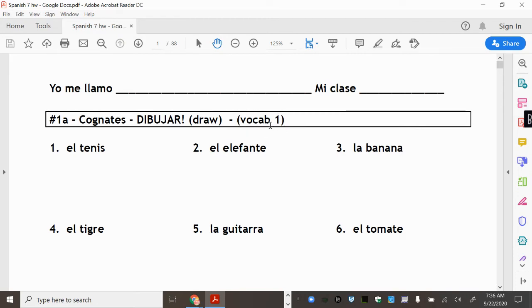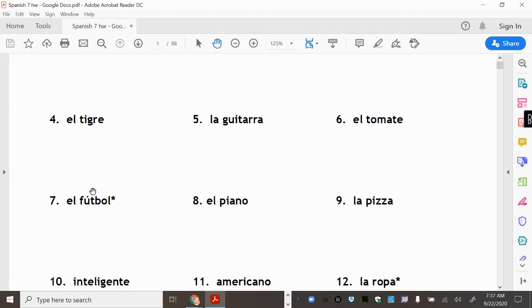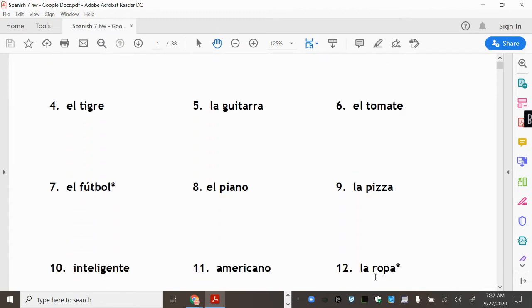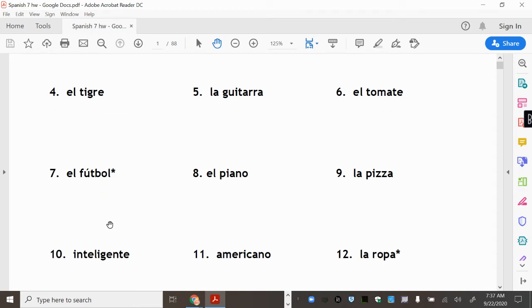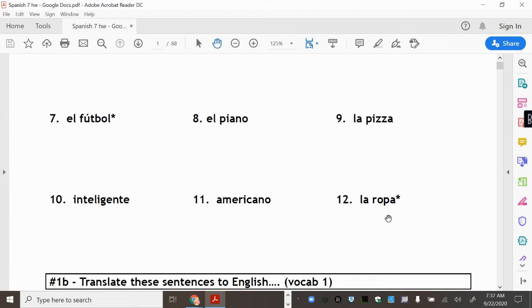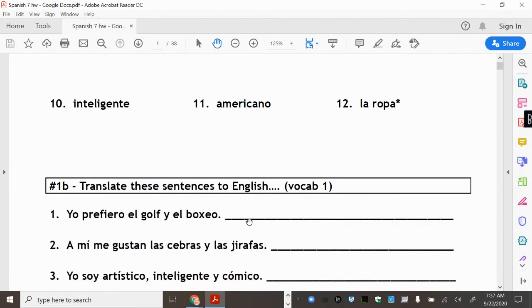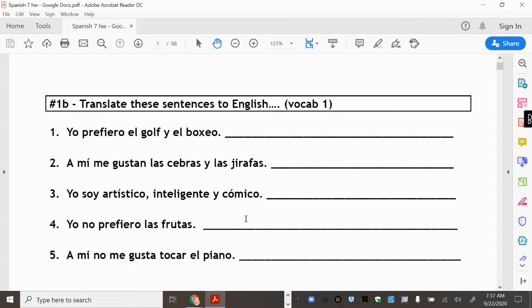So vocab 1 is the cognates, right? So all you need to do for this 1A is to draw each of these words. So you could draw what you want, like el tenis, you could do a tennis racket, tennis ball, tennis court, something that I could tell that you know what the word is. Whenever you see this little star, that means it's a false cognate. So el fútbol is not our regular football that we have. It's a different sport. And la ropa is not a rope. So make sure you look to the back of your vocab sheet for the false cognates for those. So Americano, you have a lot of different things you can do for that one, right? Be creative with this.